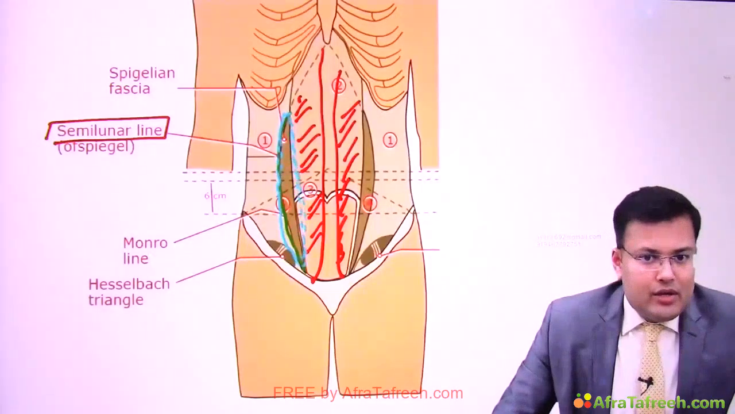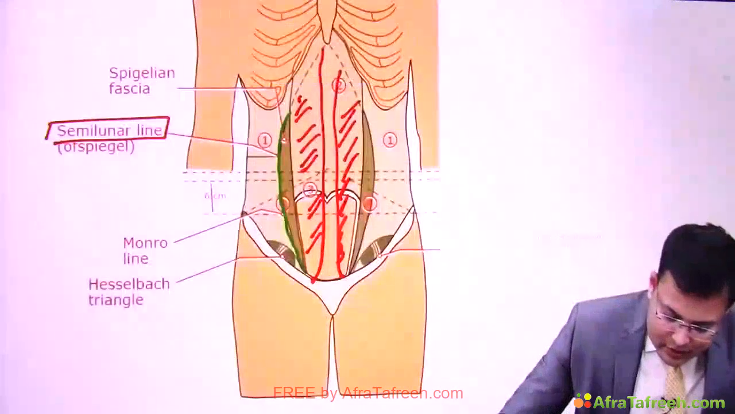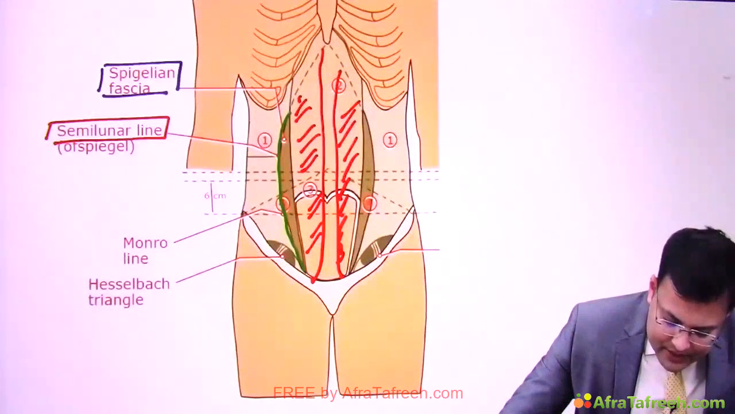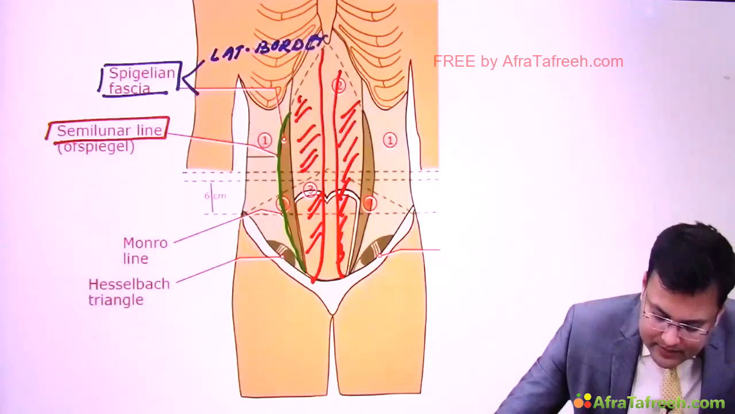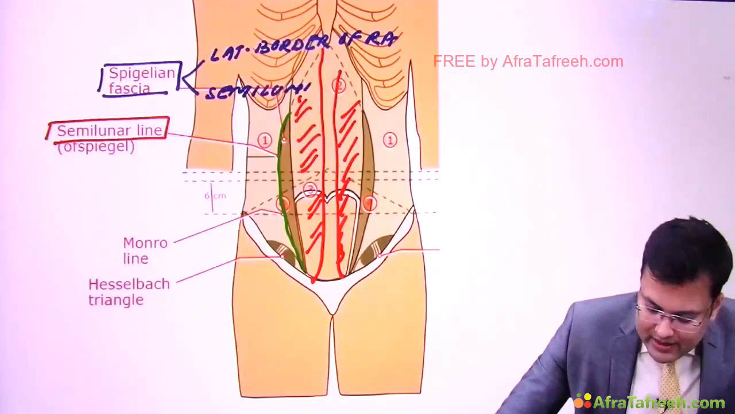Okay, so see the important points. So here we discussed what is the location of spigelian fascia. What is the medial boundary? Medially, there is lateral border of rectus abdominis, and laterally there is semilunar line.